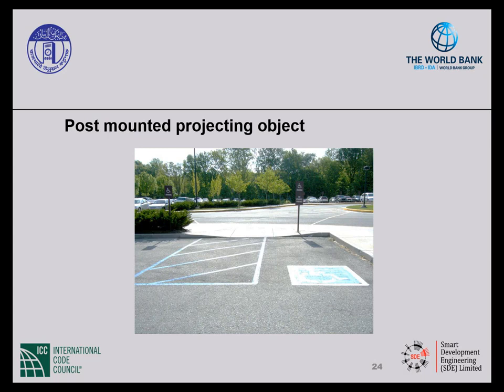Now let's look at a post-mounted object. Here we have a sign indicating the location of a handicap parking place. The post and the sign are also located in the sidewalk, which is part of the pedestrian way. If the sign projects more than 100 millimeters from the post, then the lowest edge would need to be not more than 580 millimeters above the floor.